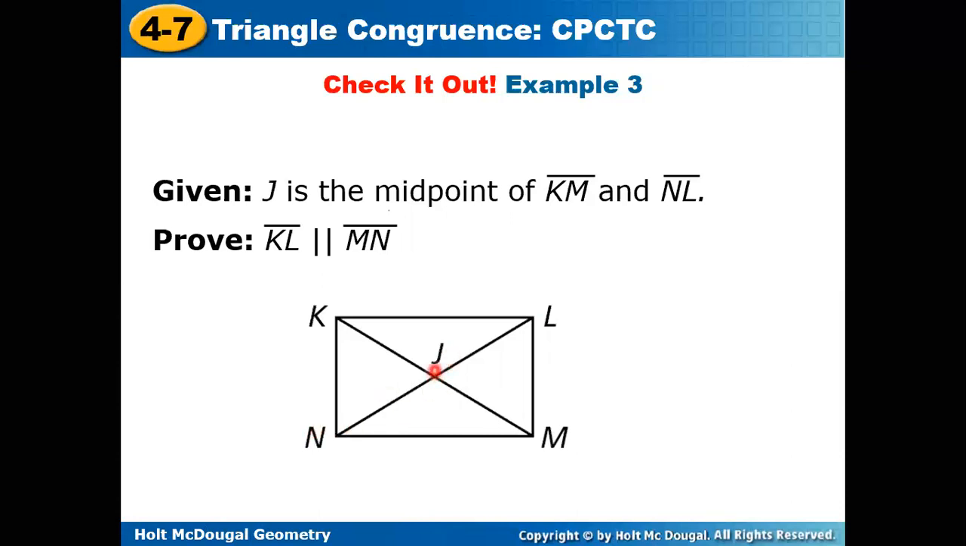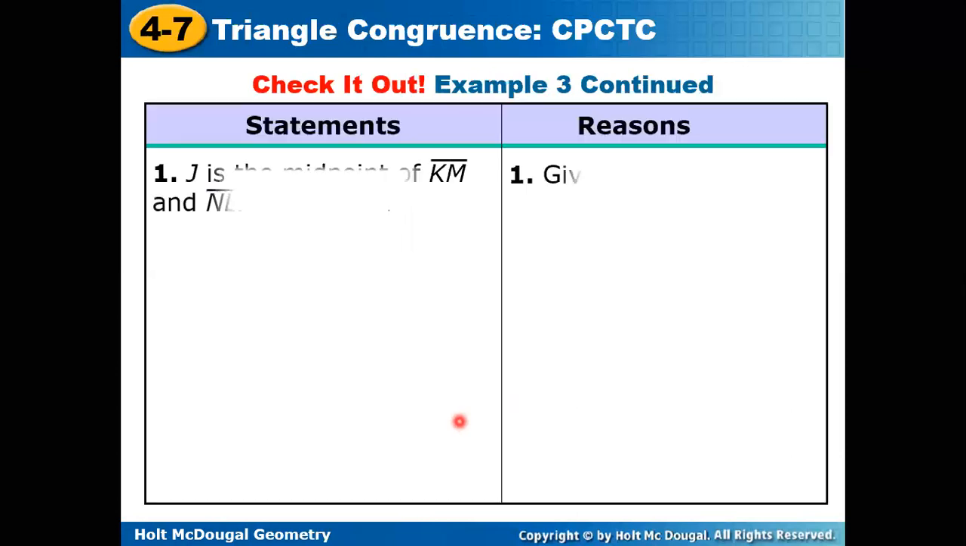And we know that this angle is equal, or congruent, to this angle because they are vertical angles. So this triangle is congruent to this triangle. By CPCTC, we can prove that this angle K is congruent to this angle in the two triangles. So the two lines are parallel.